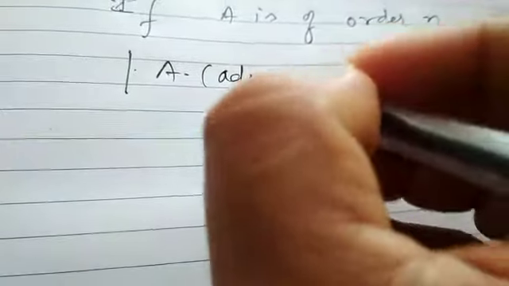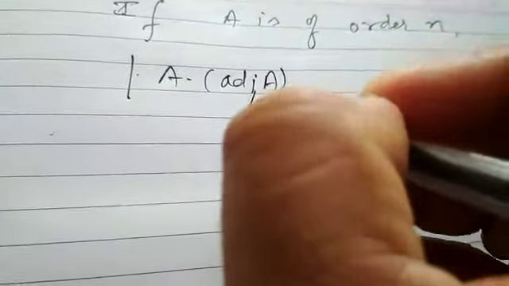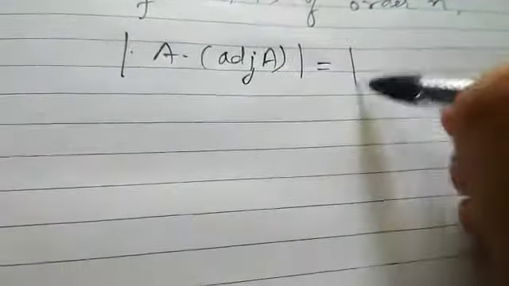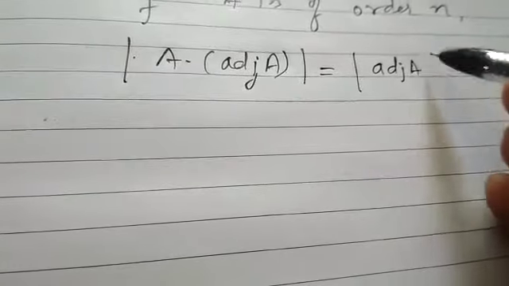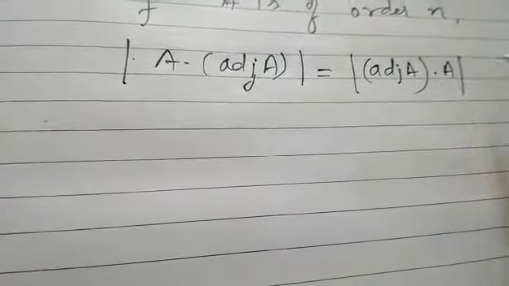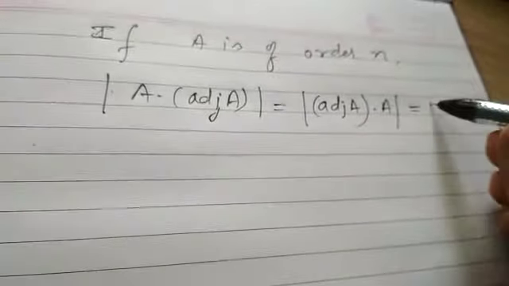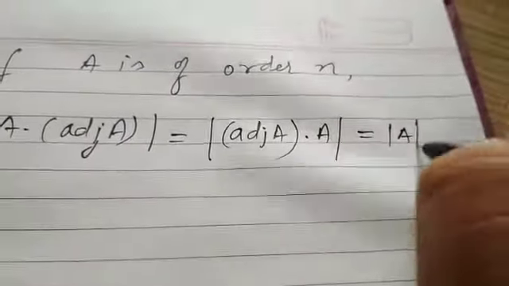So that means, again, if A is of order n, then the determinant of A times adjoint of A, which is equal to adjoint of A times A, will be equal to determinant A raised to n.